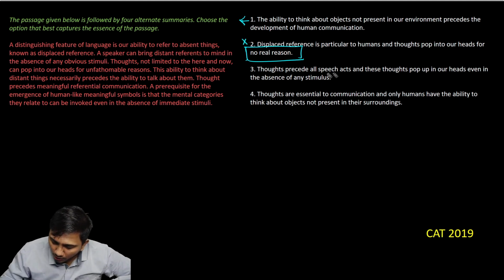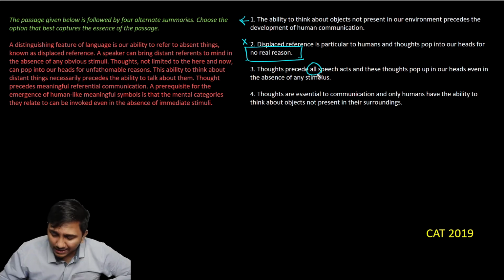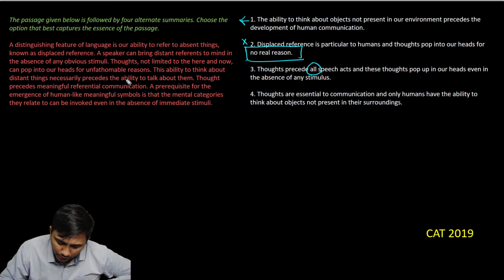Thoughts precede all speech acts. This kind of absolute statement, when it comes, you have to be a little careful. Let's see whether that can be justified from the passage. This ability to think about distant things necessarily precedes the ability to talk about them. Thoughts precede all speech acts. Now, I would not say "talk about them" will take in all speech acts here.